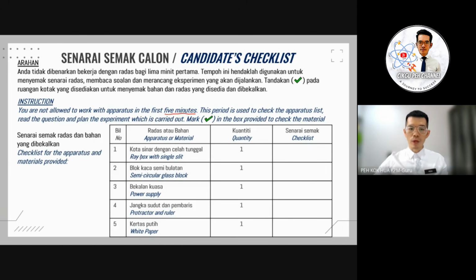For example, here we have a ray box with single slit, semicircular glass block, power supply, protractor and ruler, together with white paper, with a quantity of 1 for each apparatus or material here. So let's say your apparatus is enough and functioning well, you may take your checklist and immediately go to read the question and plan your experiment.